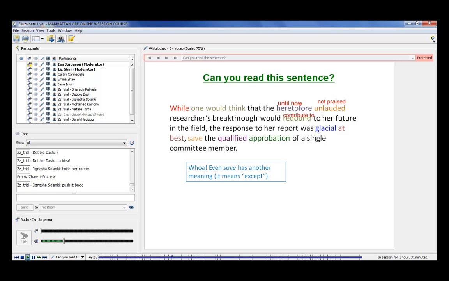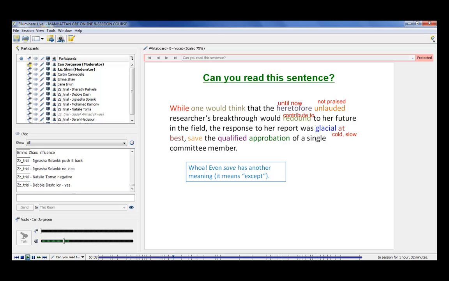But on the other hand, the response was glacial. Does glacial mean cold? What do you guys think? What does glacial mean in this use? Yeah, it's definitely a negative. It might be icy. It could mean cold, but it also might mean slow. And in both cases, what they mean here is that she didn't get a very good response from the rest of the people in her field. That's unfortunate. Except, right, save here.